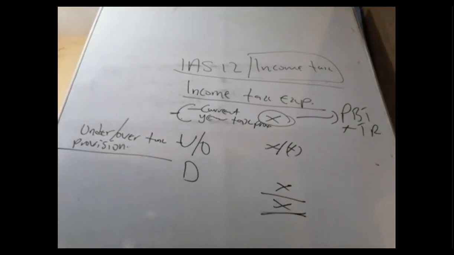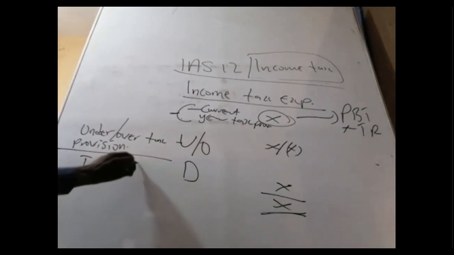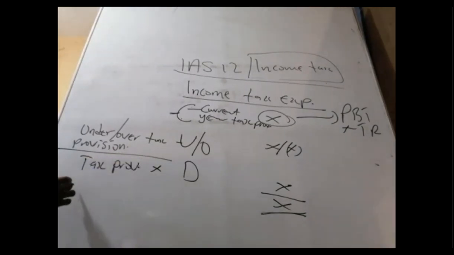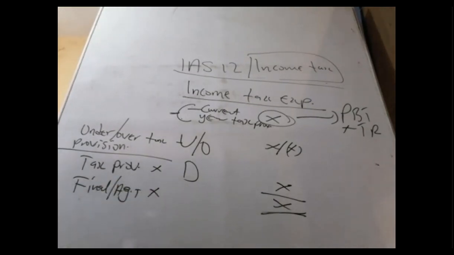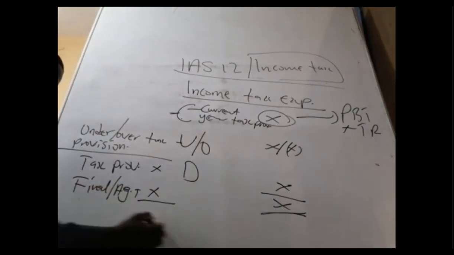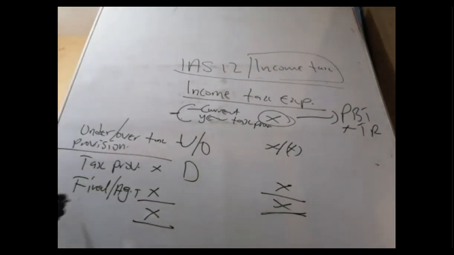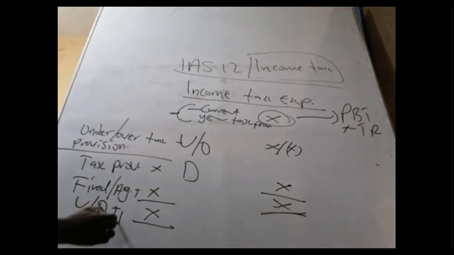You compare two items. Number one, tax provided, so much, versus final or agreed tax. You compare these two. Then the difference is what we call under or over tax provision. That is it.